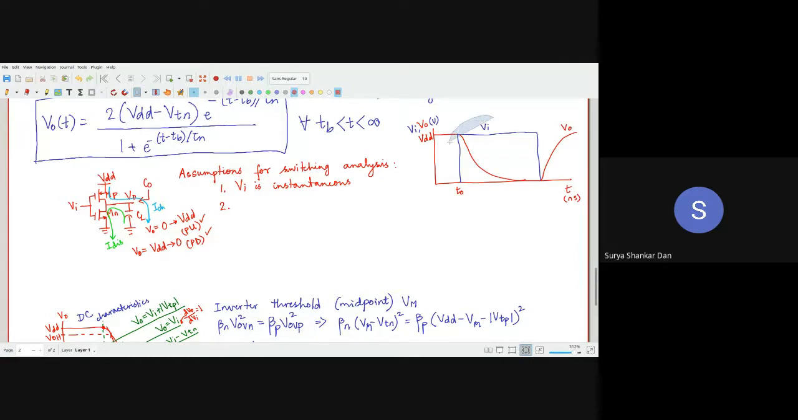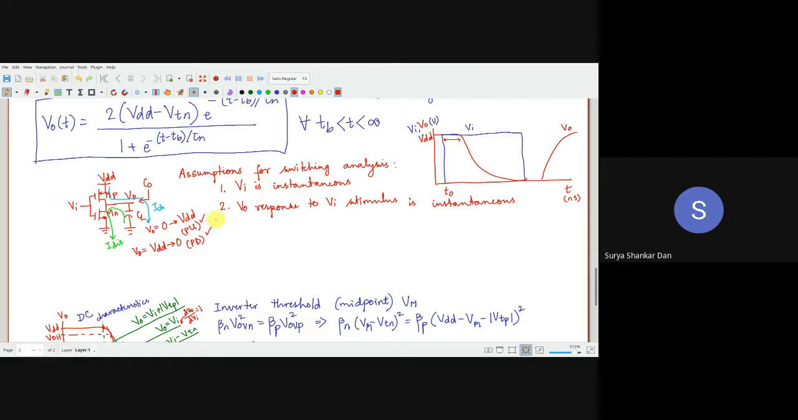Who will tell? Maybe in terms of capacitances, like internal capacitances. Look, that also depends on time. Look, it is not that VI came at a time T0 and then after some delay VO will start decreasing. Correct. So that means VO response to VI stimulus is instantaneous. Understand this. Once you understand, then I will tell you how to deal with these problems altogether.